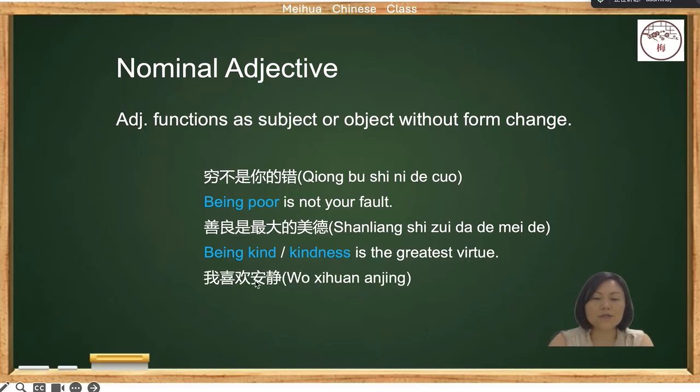The third example, 我喜欢安静。This is a very simple SVO sentence structure. 安静 here means quiet. It's an adjective. See, it works as the object of this verb 喜欢, like, right? How do we translate it into English? I like quiet. No, we should not.